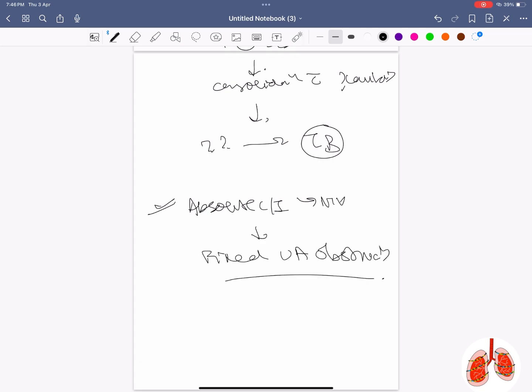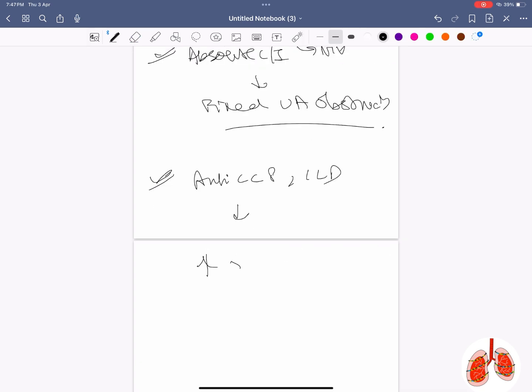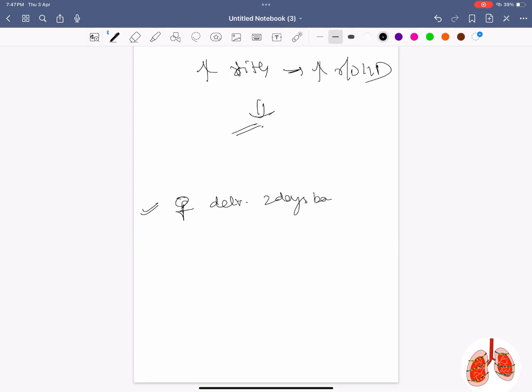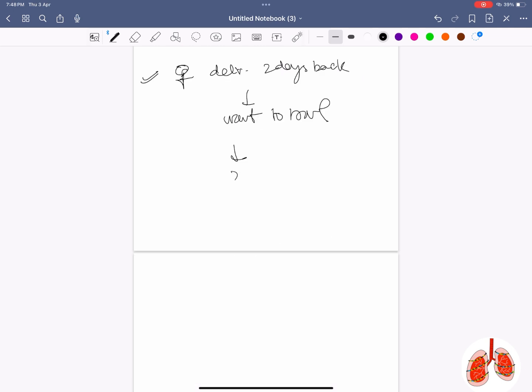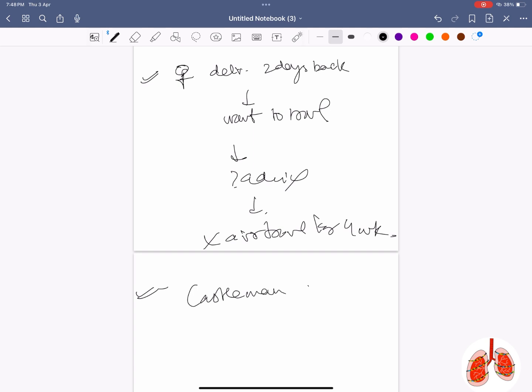Absolute contraindication of NIV is fixed upper airway obstruction. Anti-CCP and ILD correlation: increased titers is associated with increased risk of ILD. Female delivered 2 days back, now wants to travel. What will you advise? So no air travel for 4 weeks is the answer.